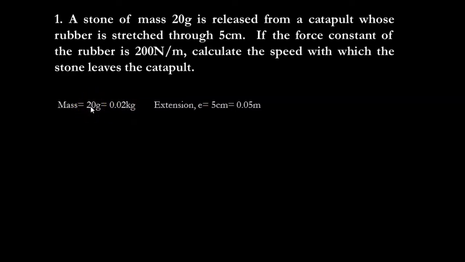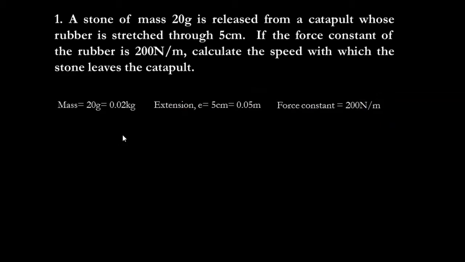The next thing we have is the extension of the rubber. The extension is equal to 5 centimeter. Converting it to meter, we have 0.05 meters. That is dividing this by 100. Then the next thing is the force constant K, which is equal to 200 newtons per meter.